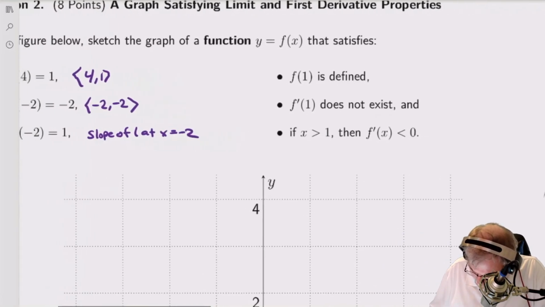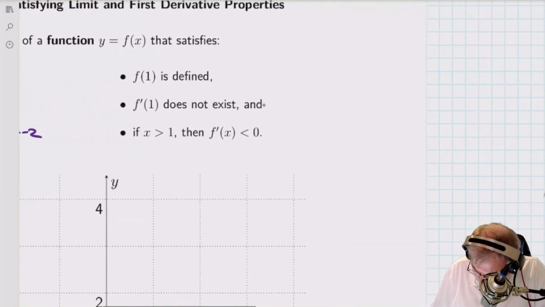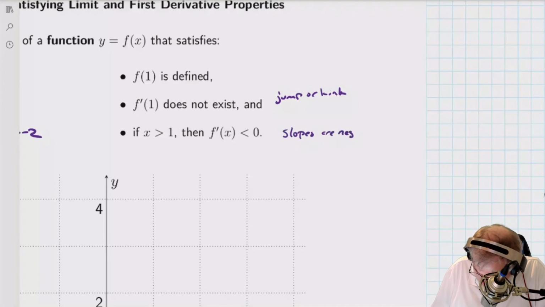f of 1 is defined, so y exists. f prime of 1 does not exist. So that means I need a jump or kink. And if x is greater than 1, the slopes are negative for x greater than 1. The function is decreasing after 1.